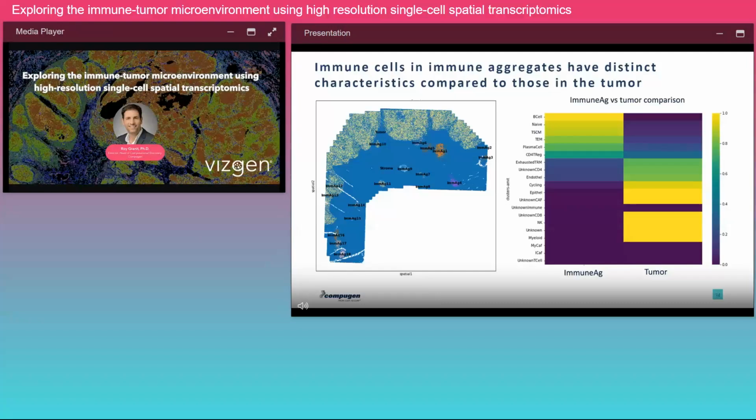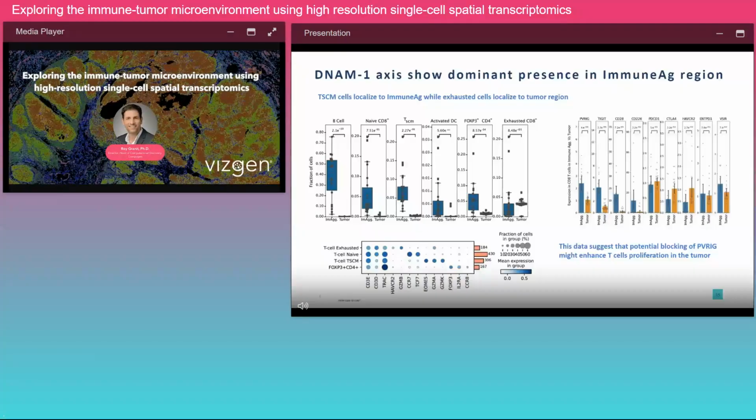We then compared again the composition of these regions, and we can see in a more systematic way the differential populations between the regions, with more naive and stem-like cells in the immune aggregates, and in the tumor more exhausted cells, and of course epithelial cells and macrophages. We quantified this systematically across several immune aggregates and tumor regions, and we can see that indeed TSCM cells localized to immune aggregates, while exhausted cells localized to the tumor region.